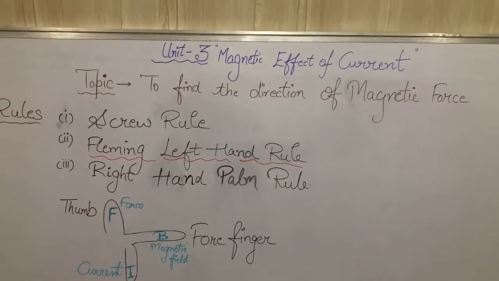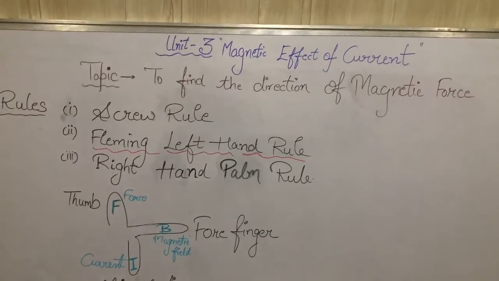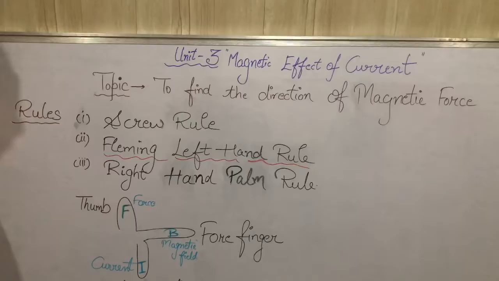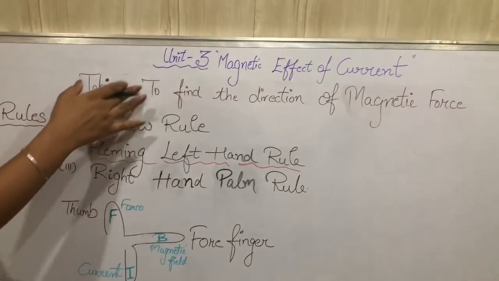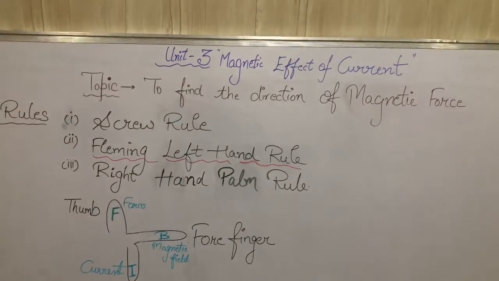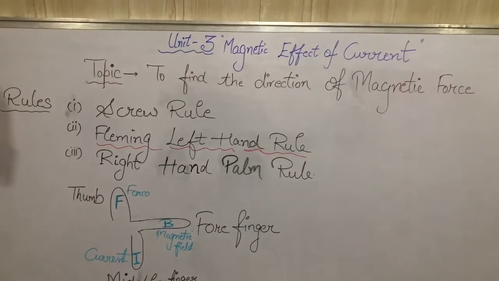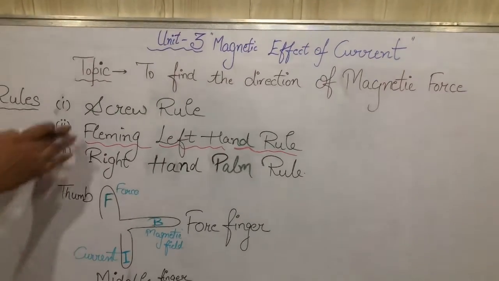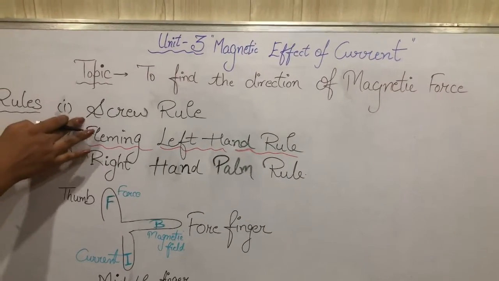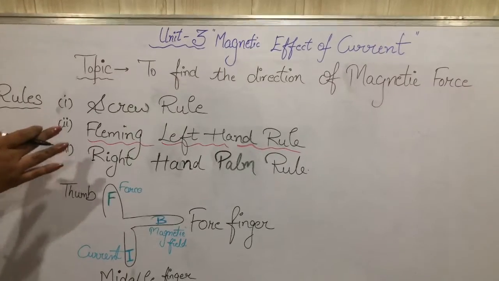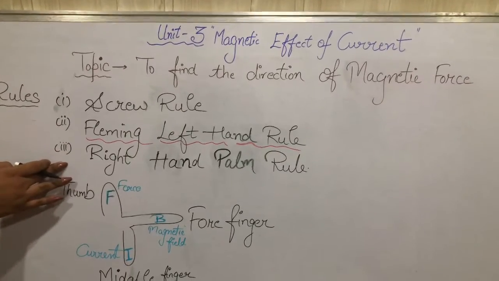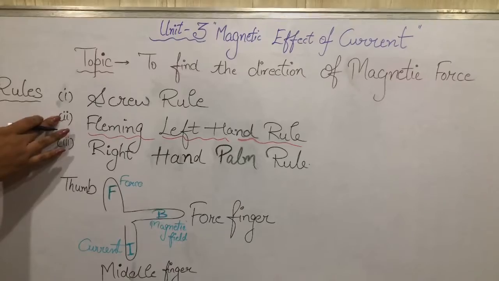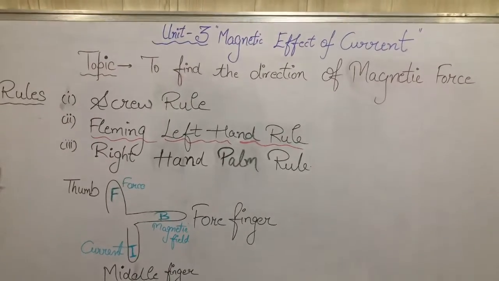Good morning everyone. Today we are going to discuss how to find the direction of the magnetic force. This topic is from unit 3. To find the direction of the magnetic force, we have three rules: screw rule, Fleming's left hand rule, and right hand palm rule. But in this video we are going to discuss Fleming's left hand rule.